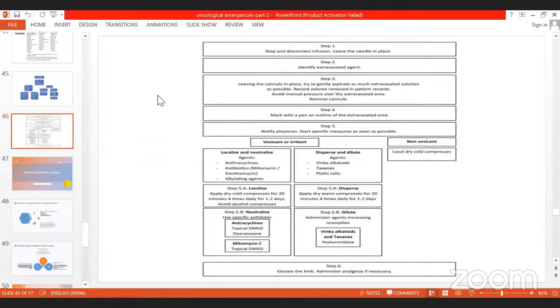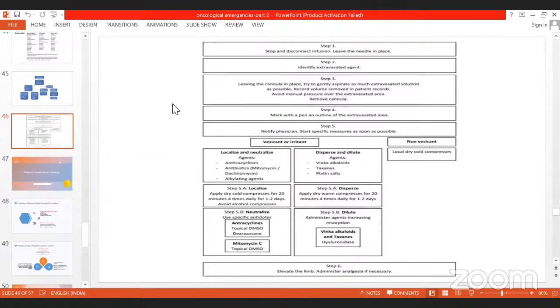For anthracyclines, we give dexamethasone and topical DMSO. Whereas for mitomycin, we give topical DMSO. Whereas for vinca alkaloids, taxanes, and platinums, we give hyaluronidase as the diluting agent. And we have to keep the limb elevated and administer analgesics whenever the patient is complaining of pain. So this is just a brief explanation of extravasation.